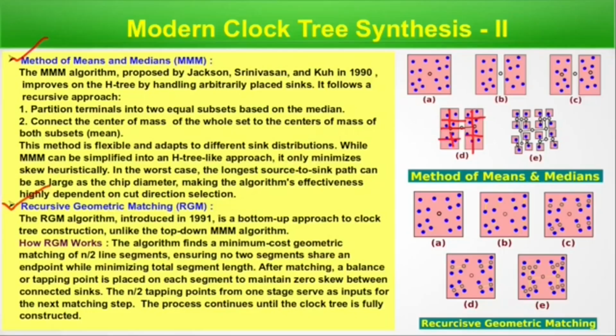Now recursive geometric matching, or RGM. The RGM algorithm, introduced in 1991, is a bottom-up approach to clock tree construction, unlike the top-down MMM algorithm.